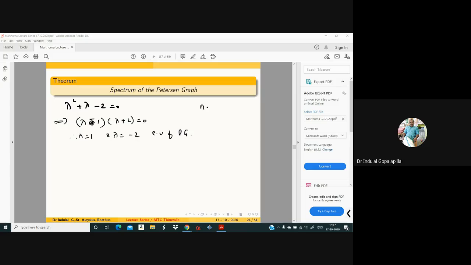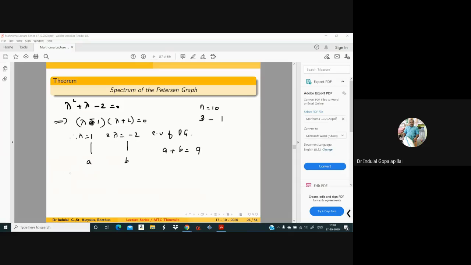And we know that the Petersen graph has 10 vertices. The regularity 3 is an eigenvalue, and by the Perron-Frobenius theorem, this 3 is a simple eigenvalue, so the multiplicity of 3 is 1. If A is the multiplicity of lambda = 1 and B is the multiplicity of lambda = -2, then A + B = 9, because there are 10 eigenvalues, of which 3 has multiplicity 1. Therefore, the sum of multiplicities of the remaining eigenvalues is 9.